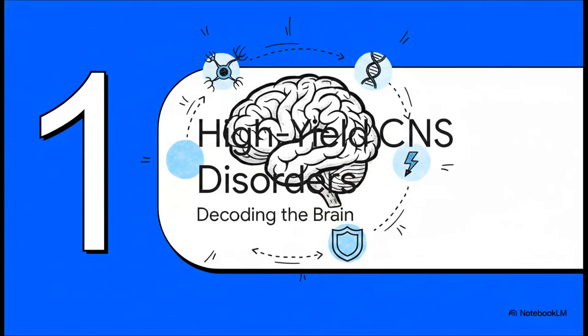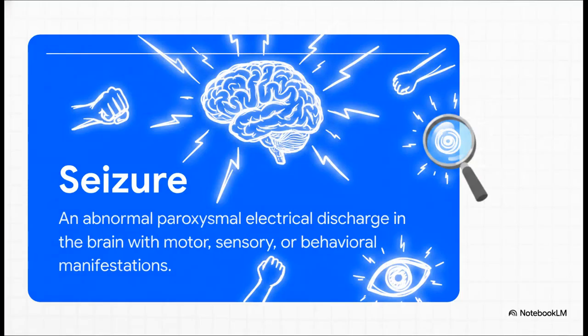All right, let's start at the command center, the central nervous system, with 4 conditions that are just fundamental to pediatric neurology. First up, seizures. Now, the key word you've got to remember here is paroxysmal. It really just means a sudden, intense burst of activity. So you can think of it like an uncontrolled electrical storm in the brain that then shows up physically. This core definition is your perfect starting point.